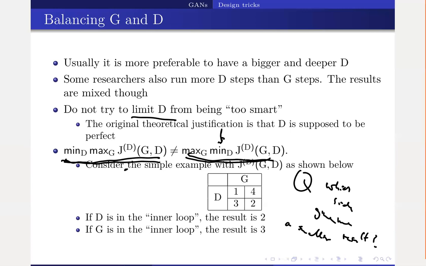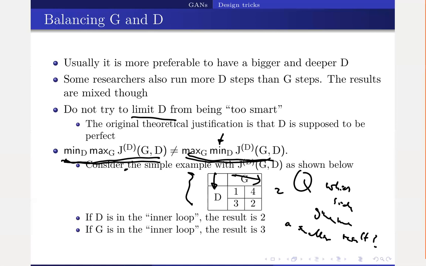Yes. So you see that if I have the minimum in the inner loop, then it would actually be smaller. If you are not 100% sure, you can take a simple example. Say the discriminator is trying to get the minimum of these values and the generator is trying to get the maximum. If the inner loop is the discriminator, I do minimization first, then I get one and two, and then maximizing, I get two, out of one and two.